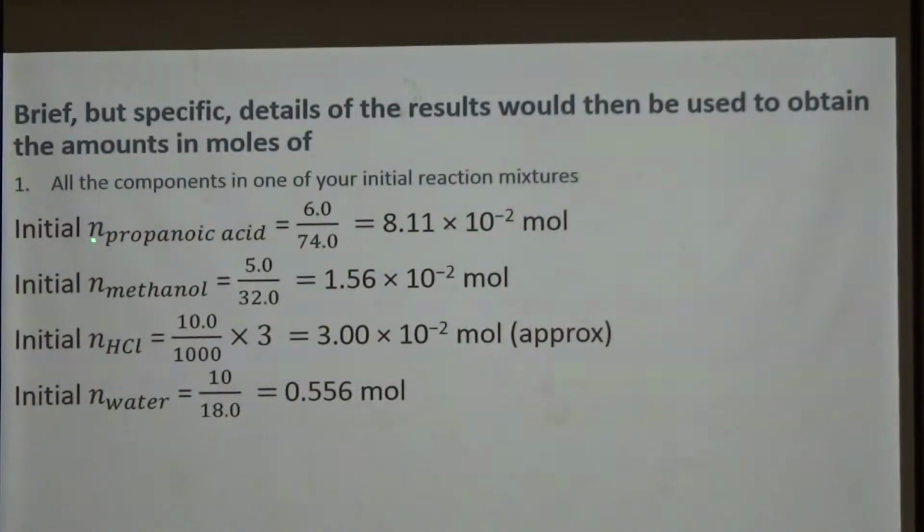Alright, so you have this. HCl is your catalyst. Okay? Alright? The only thing that doesn't have any amount at the start is the ester. 0 moles of ester is formed at the beginning. Okay? The rest has got an amount that you can calculate. Okay?